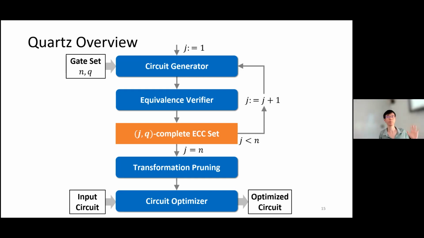So first we input the gate set and n and q, for the NQ completeness. And we use an iterative approach to generate the circuits and verify equivalences to get the NQ complete ECC set. Then we prune some redundancy in it and feed it into the circuit optimizer. After this part, it's more like a traditional optimizer that takes as input a circuit and outputs an optimized circuit.